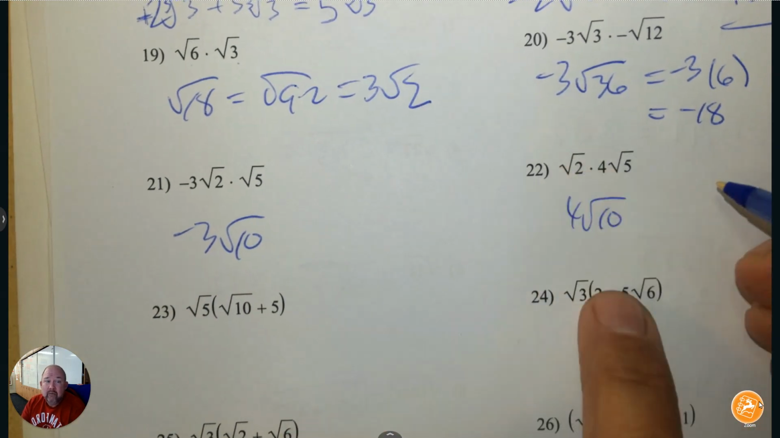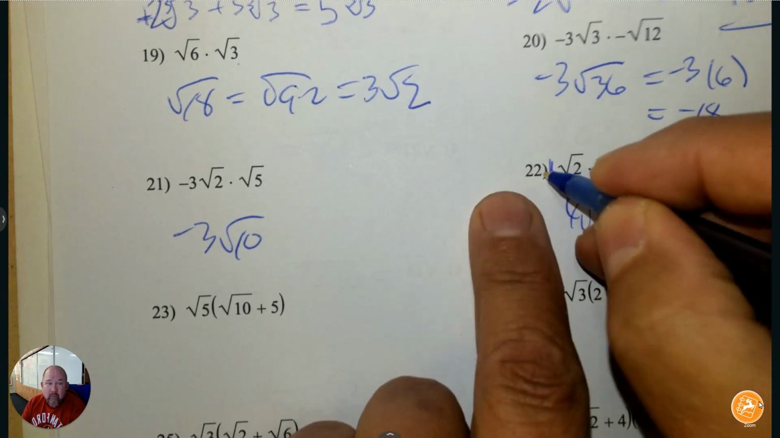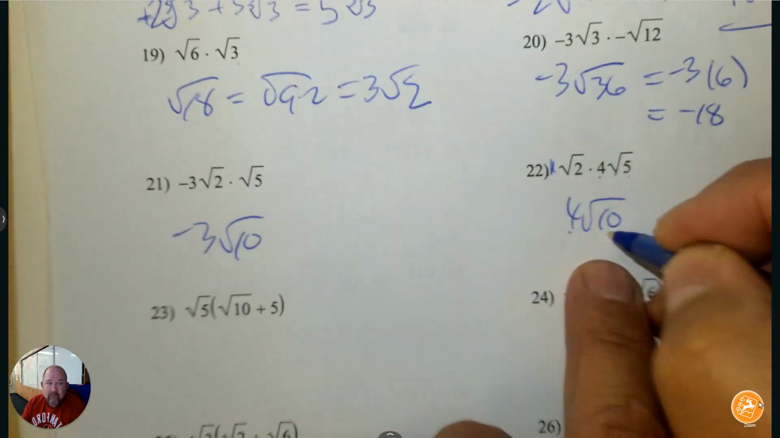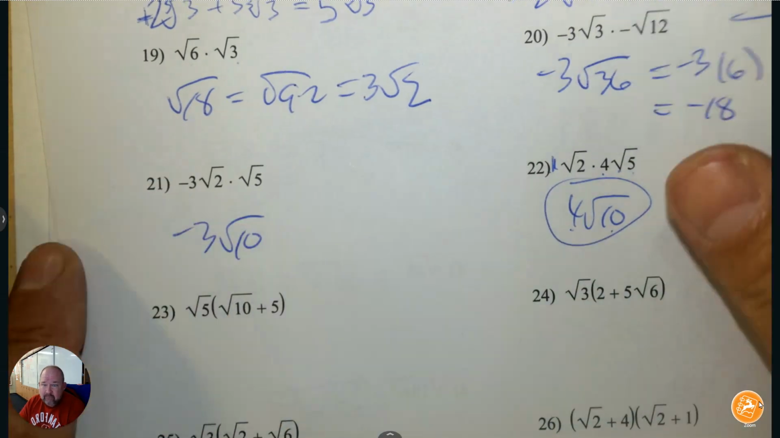Here we got 4 root 10. Again, there's nothing I can do. And recognize what's in front, multiply, so 1 times 4 and 2 times 5. And that's it. Nothing else simplifies.